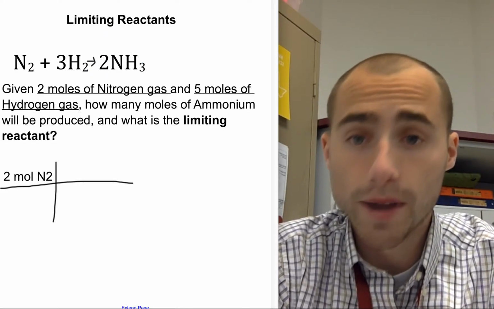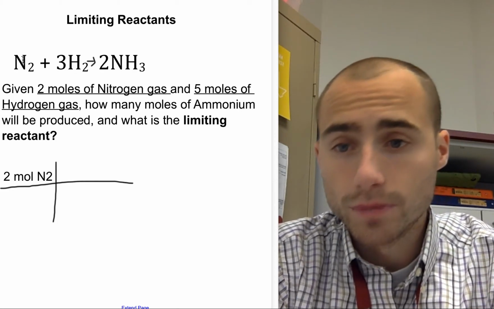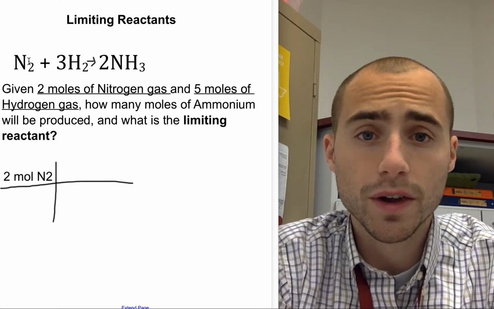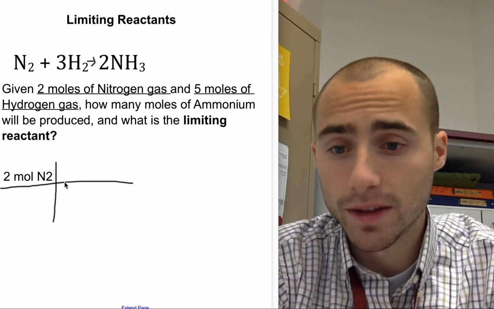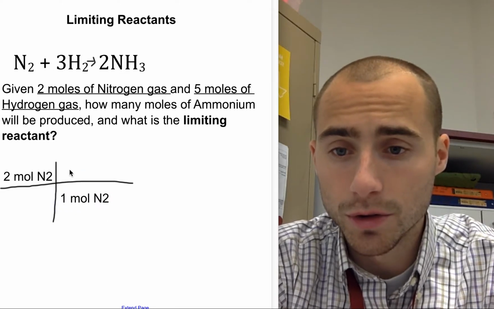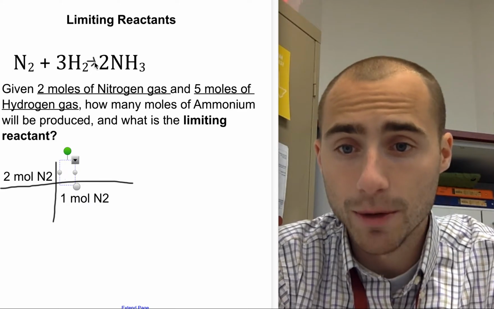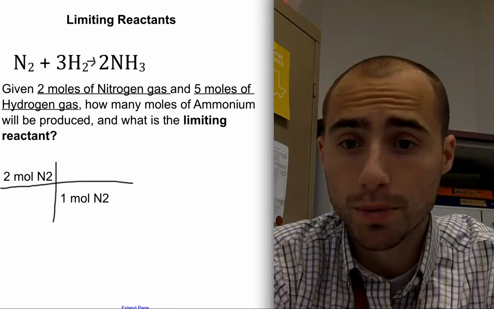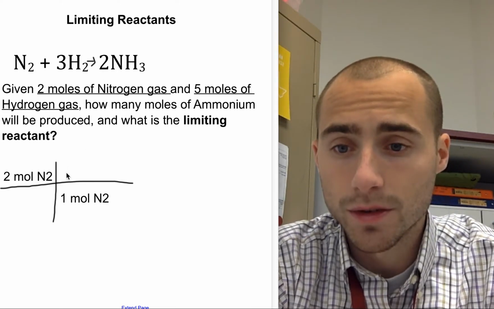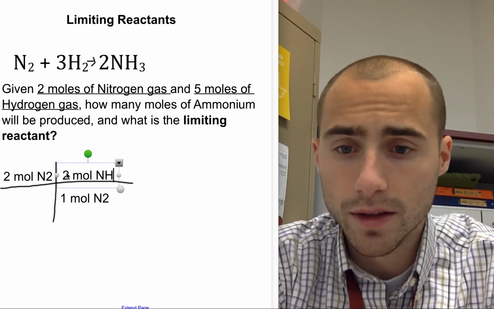This is where your mole ratio comes in. We've been working with mole ratios this whole time. Our mole ratio is what we get from the coefficients. So what coefficient is in front of nitrogen? There's nothing, so that means it's a 1. So 1 mole of N2 is equal to, and we get this mole ratio from, again, the coefficients, and we're trying to turn it into moles of product. So what coefficient is in front of ammonia? It is 2. So 1 mole of N2 is equal to 2 moles of NH3.